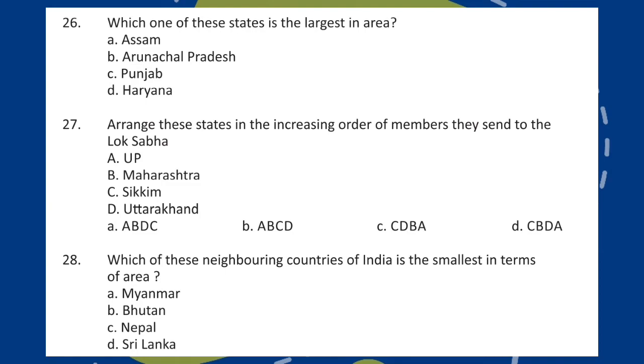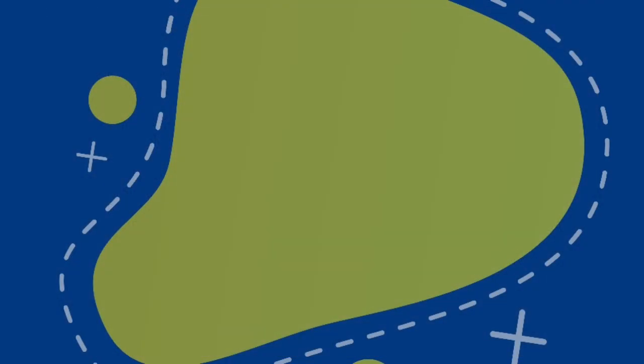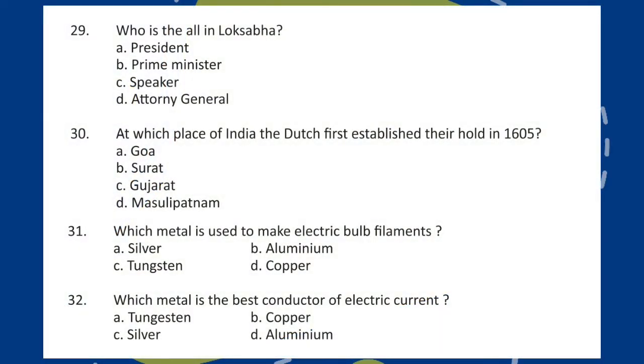Question 28. Which of these neighboring countries of India is the smallest in terms of area? Question 29. Who is the head of the Lok Sabha? Question 30. At which place in India did the Dutch first establish their hold in 1605? Question 31. Which metal is used to make electric bulb filaments? Question 32. Which metal is the best conductor of electric current?